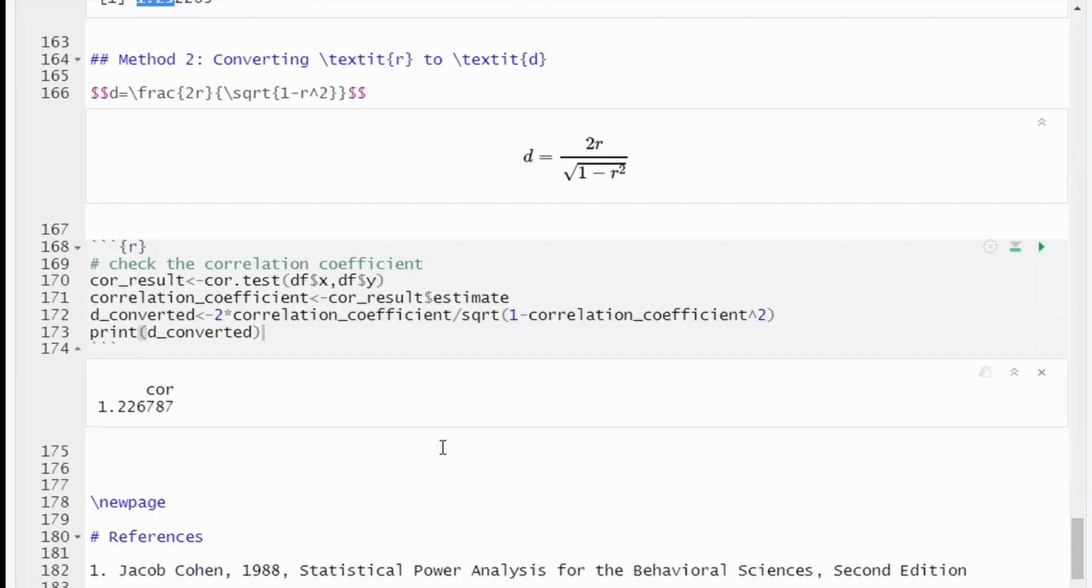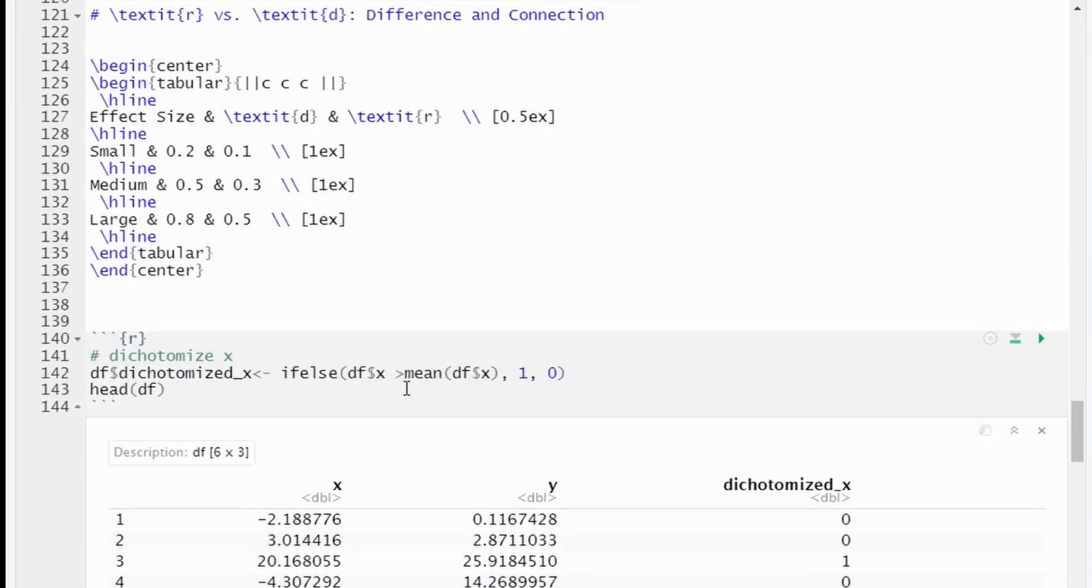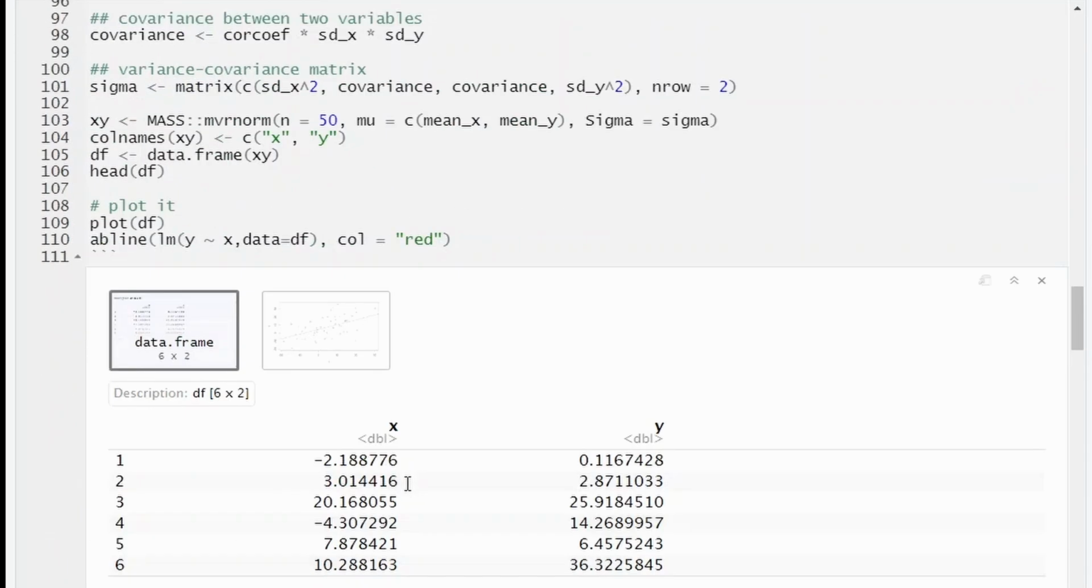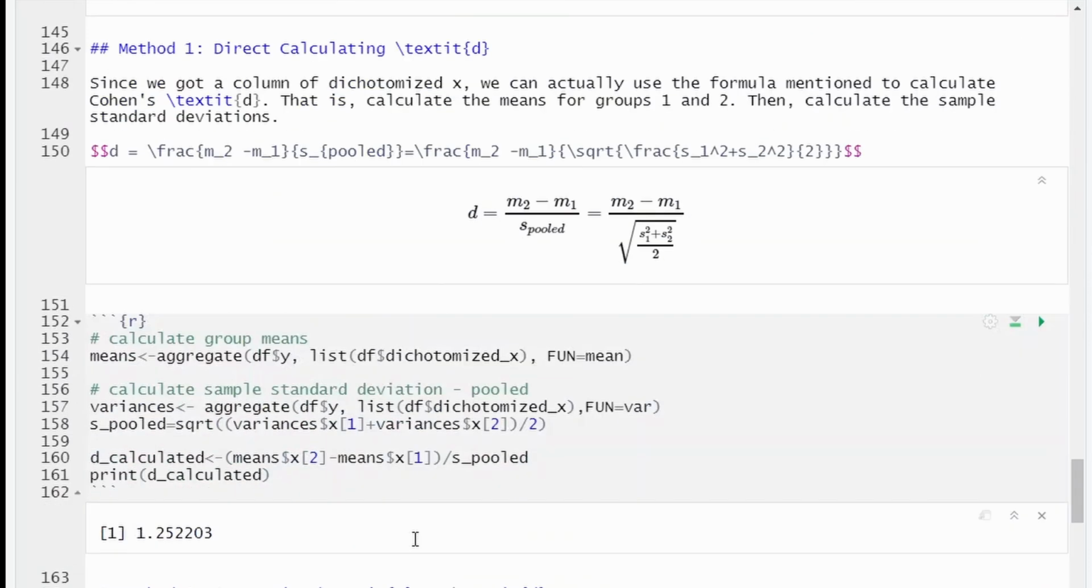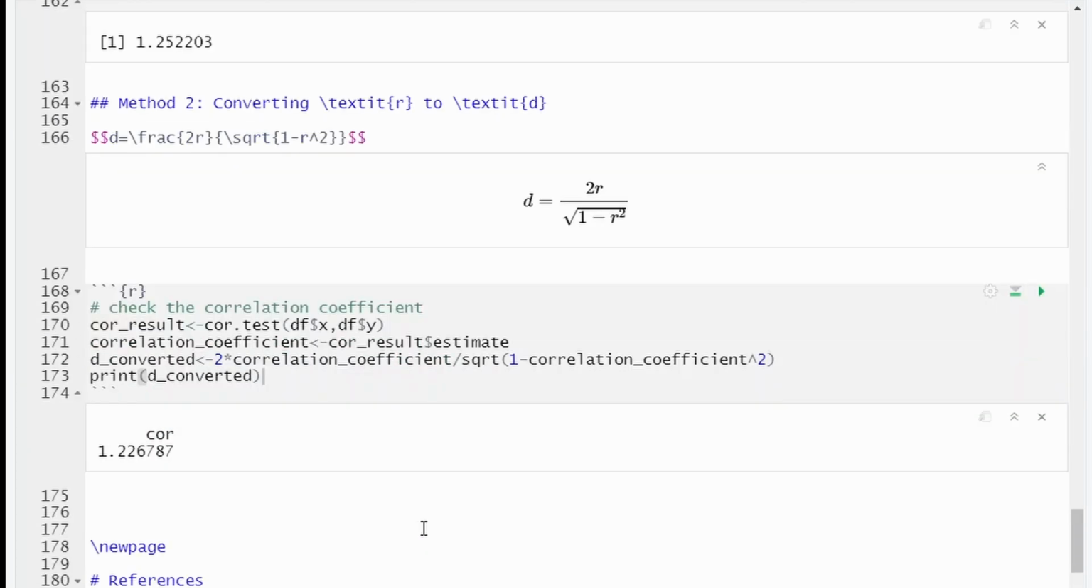Okay, I think that's it. So in this tutorial, I basically explained the basic idea about Cohen's d and correlation r, and I used R code. I generated the data, and then also generated the data set, and then showed you the connection between Cohen's d and correlation coefficient r.